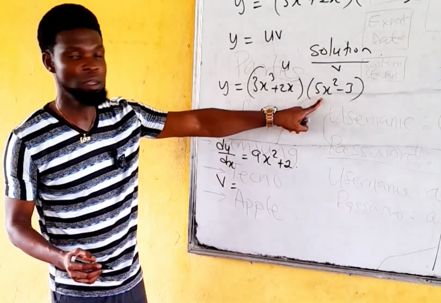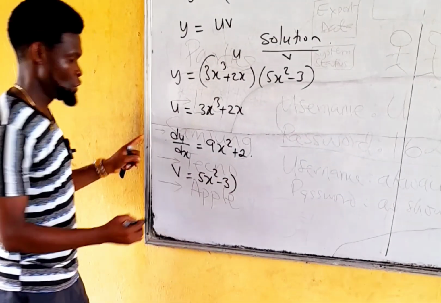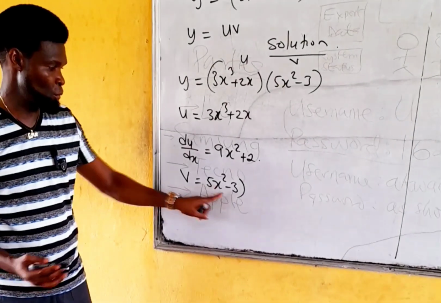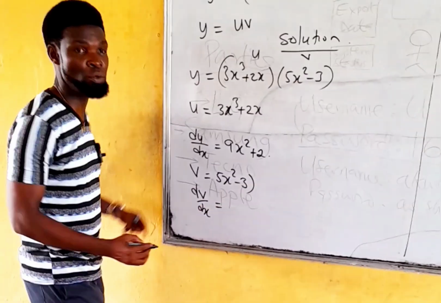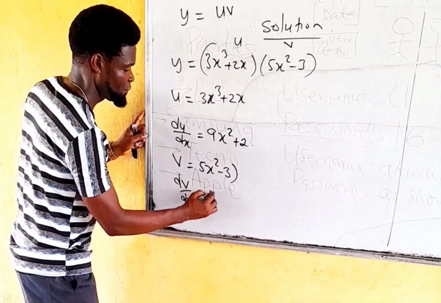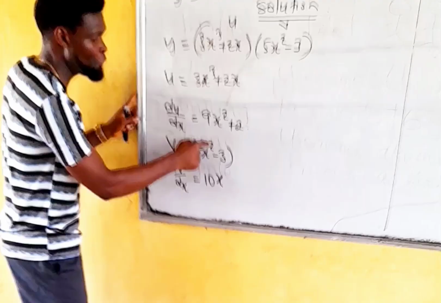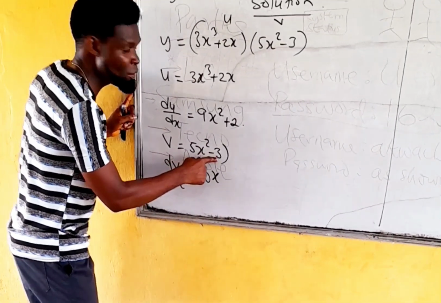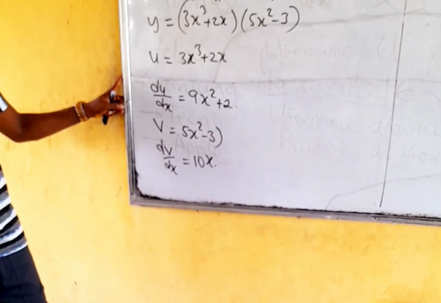Next is v. Now, what is v equal to? 5x squared minus 3. So we are differentiating v with respect to x. So you have that dv over dx is equal to, let's go. What is the derivative of 5x squared? 10x. That is 2 times 5, which is 10. Subtract 1 from 2, what do you have? 1. Then what's the derivative of minus 3? 0. So the derivative there is 10x. We are done with that.